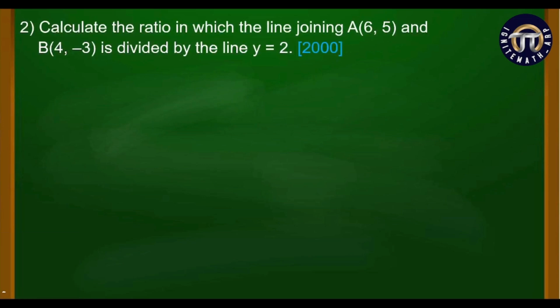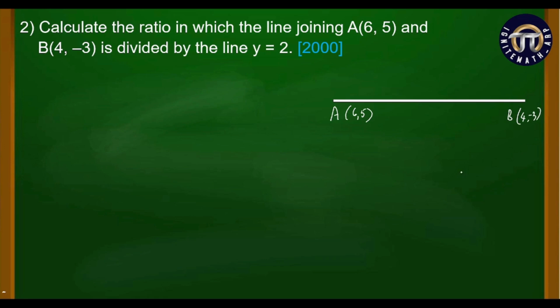See, the question is: calculate the ratio in which the line joining A (6, 5) and B (4, -3) is divided by the line y equal to 2. It was asked in 2000, very long back, children. Even I was in 10th standard, in fact. Let me take the line over here. A is 6 comma 5 and the coordinates of B are 4 comma minus 3.